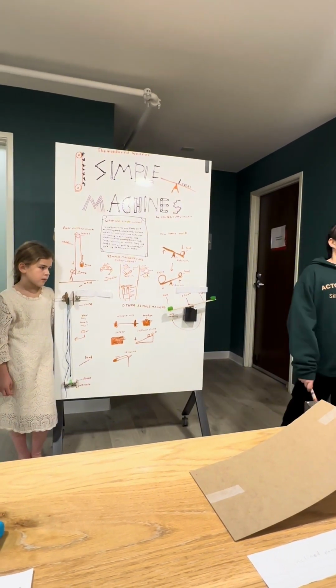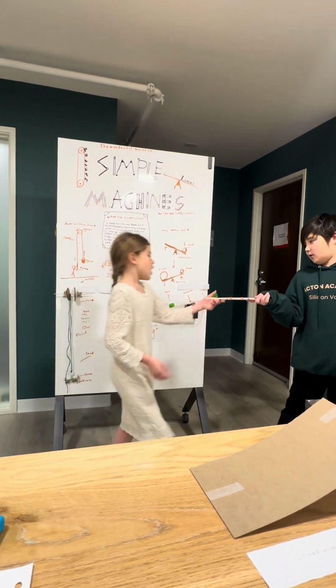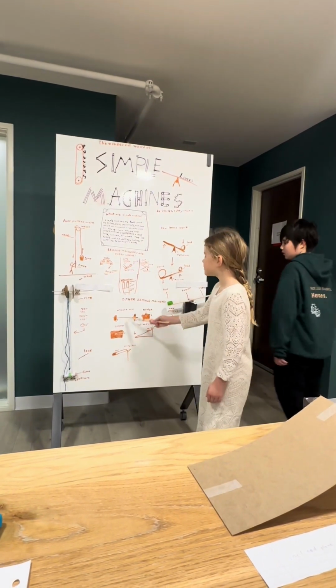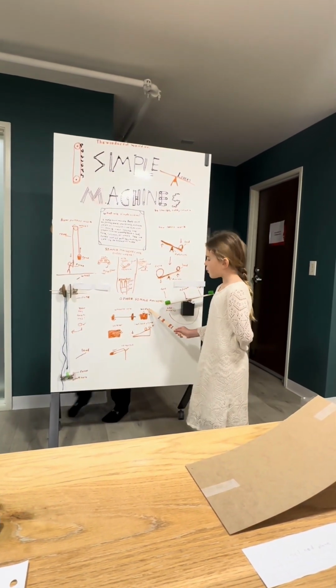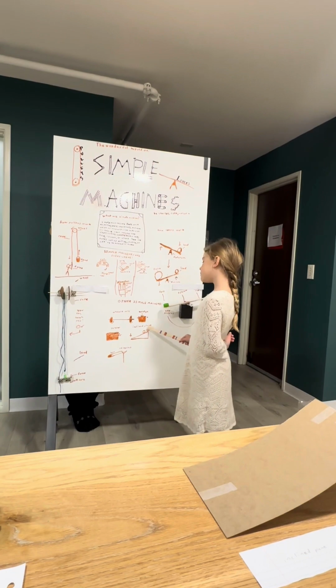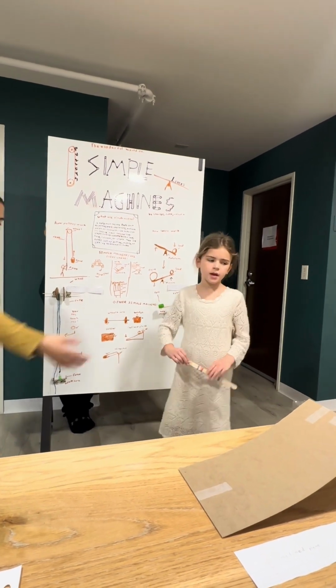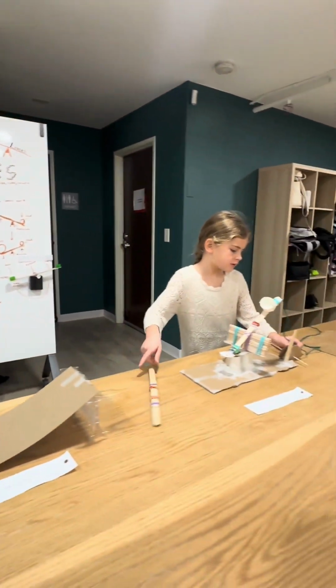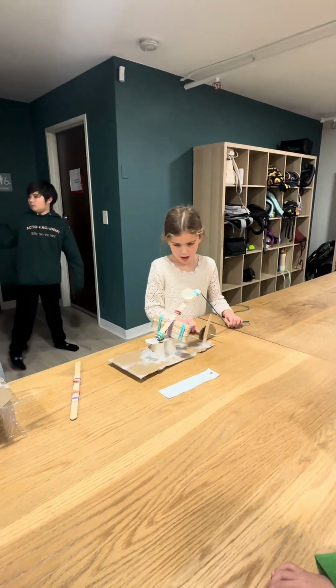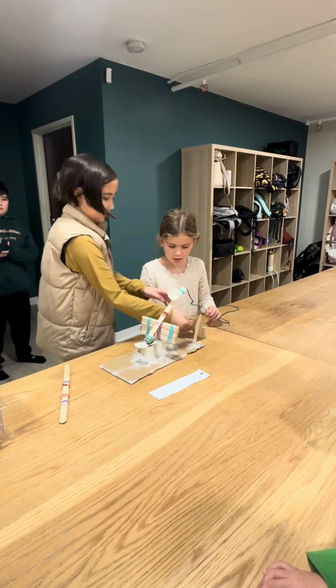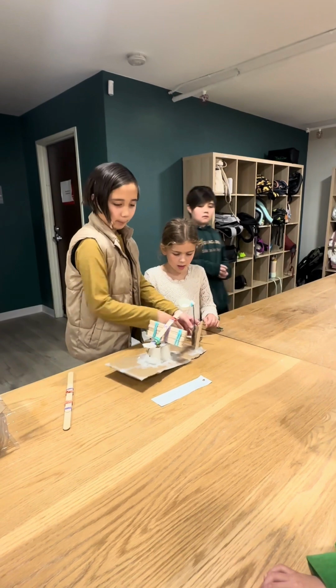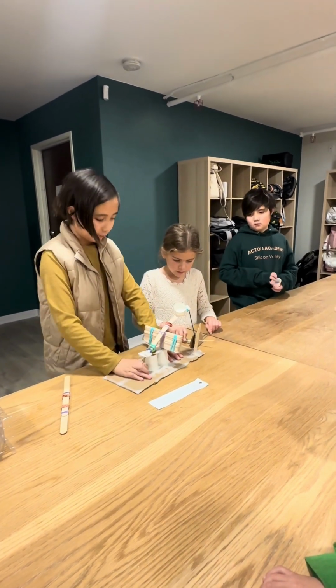Now we have Sophia demonstrating our other simple machines. Other simple machines are the wheel and axle, the wedge, the screw, the inclined plane, and the slingshot. Here are some examples. It's a pulley attached to a lever to make a kind of pulley.